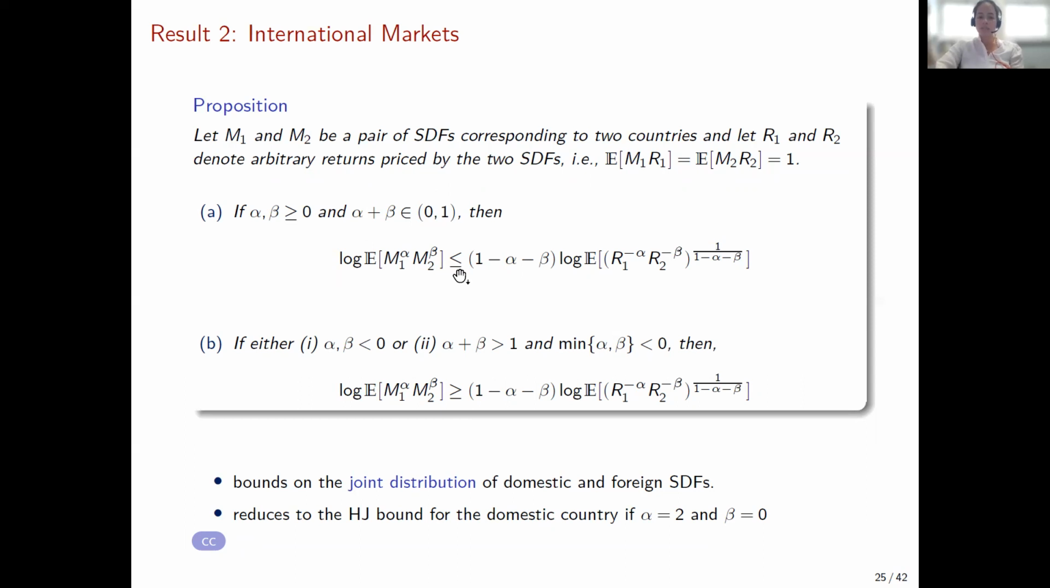Now, of course, if, for example, alpha is equal to 2 and beta is equal to 0, you recover the HJ bounds, which are just going to be on the marginals of the 2 stochastic discount factors. I will show you in the application what we mean. Okay, so maybe you tell me, well, what is this object on the left-hand side? This is just some very weird object. You take M1 to the power of alpha, you take M2 to the power of beta. Why do I care about the 50th moment of M1 and M2?